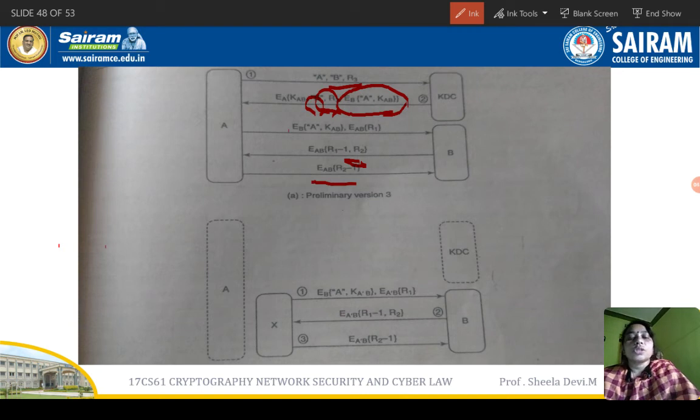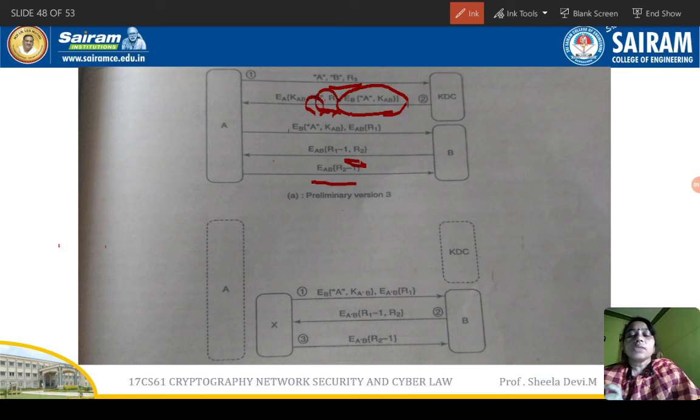So the KDC also generated a session key for the communication with B, called KAB, and it has sent it. Now at 12 o'clock, A finds that A's long-term secret has been stolen by X. So what is it going to do? When it comes to know that it has been stolen by X, it immediately informs the KDC to generate a new long-term secret for A.